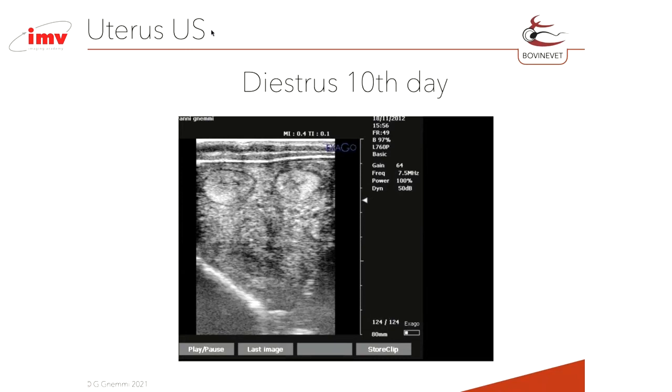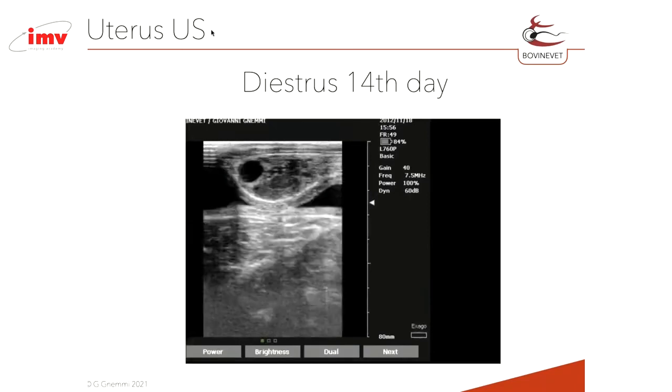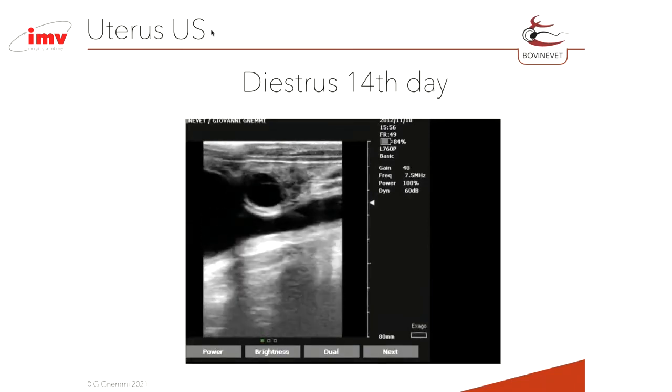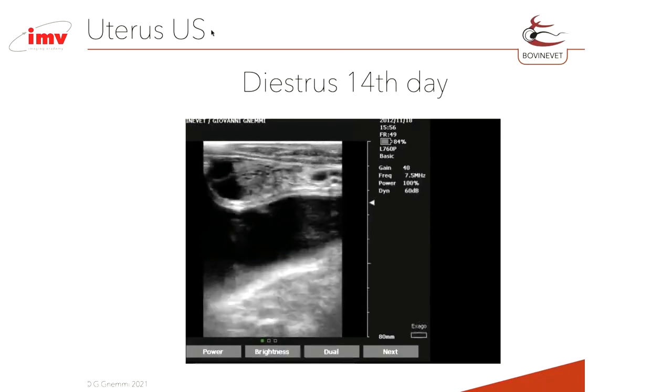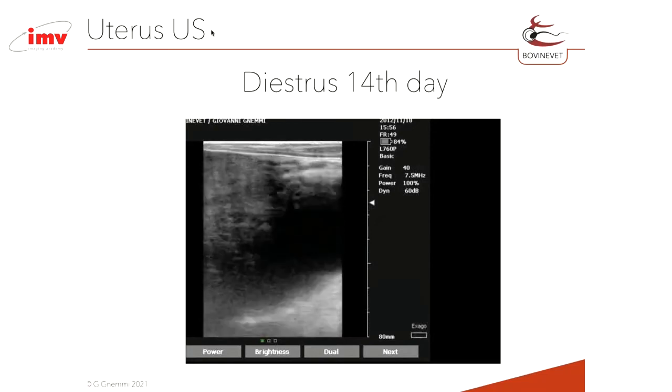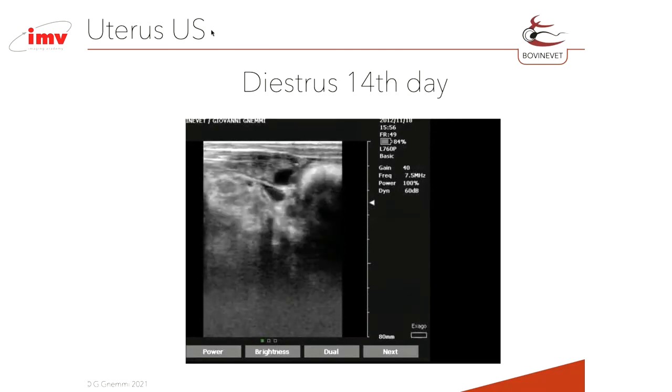And 4 days after the recruitment, we have the deviation of the second dominant follicle. This means between day 12 and 13 in 3 follicular wave cows, and between 13 and 14 in 2 follicular wave cows. This means that from day 14, we always have two dominant follicles, one bigger, the dominant follicle of the first follicular wave, and one smaller, the dominant follicle of the second follicular wave.